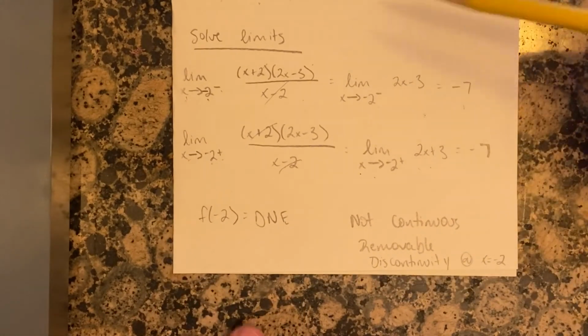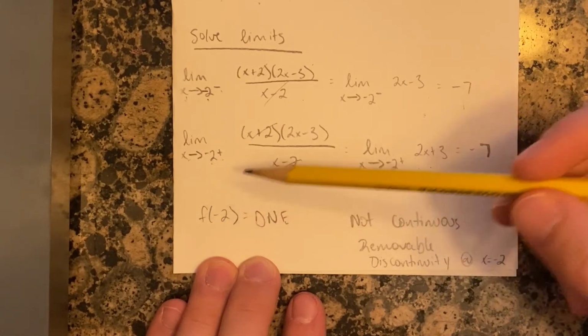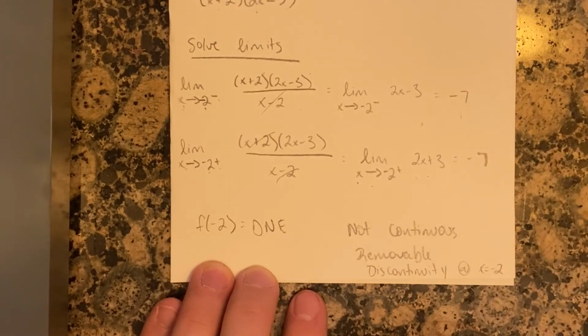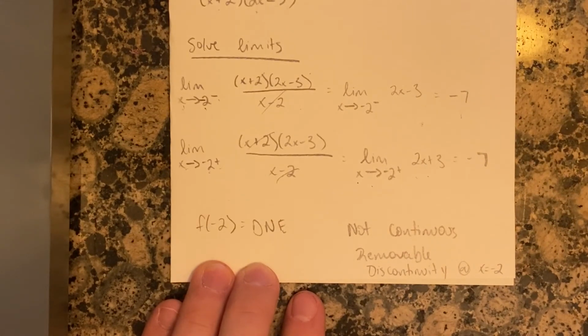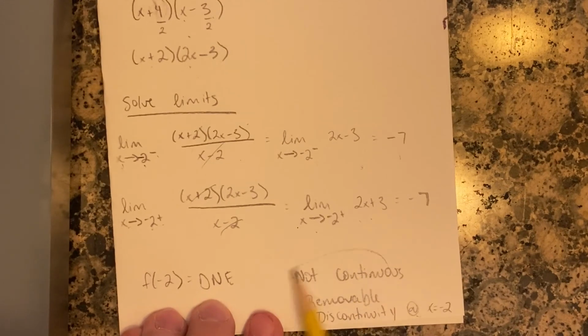So, as we said before, when we try to find g of negative 2, we know that this does not exist, since that is what makes it undefined. This is what makes the denominator of the original problem of g of x undefined. And so we determine that our function here is not continuous, and we have removable discontinuity at x equal to negative 2.